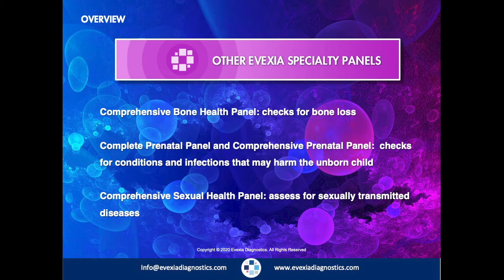Now, the Avexia Diagnostics complete and comprehensive prenatal panels contain tests to check the health of a woman before pregnancy. These tests can check for certain conditions and infections that would harm the unborn baby or affect the mother's health during pregnancy. They also help provide any treatment needed for the mother during pregnancy and for the baby immediately after birth. In regard to the comprehensive sexual health panel, this panel is a group of tests that should be considered if there are concerns about having or spreading a sexually transmitted disease and unprotected sex with multiple partners. This panel also provides a comprehensive assessment of overall health.